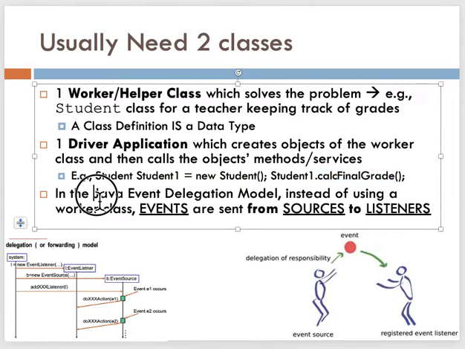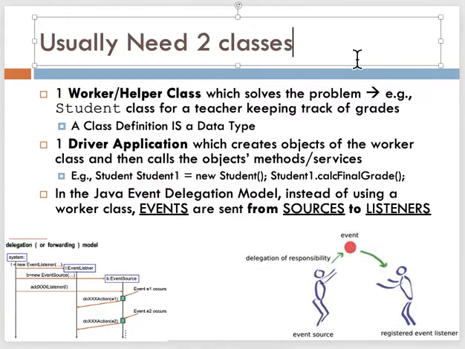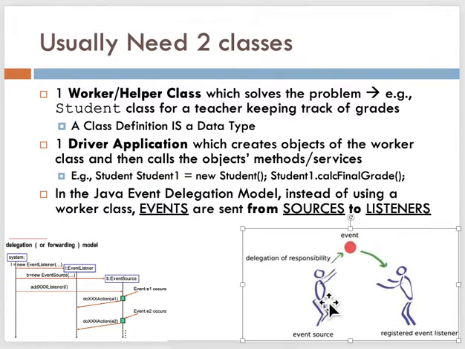In the Java event delegation model, instead of using a worker class and having a separate class like that, events are sent from sources to listeners. There's a delegation of responsibility that occurs. You can think of the model as something like playing catch. When you play catch, you have one person throw the ball to their friend.